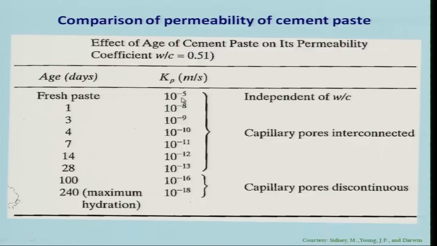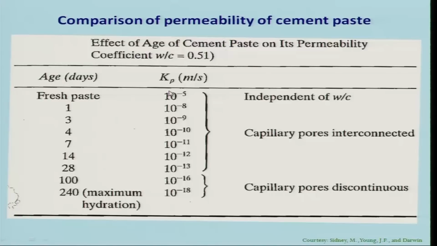At the fresh state, the permeability is of the order of 10^-5 meter per second, and at about 1 day this reduces to 10^-8, and likewise at about 3 days it has reduced to about 10^-9. So usually 10^-8 to about 10^-13 is indicated at 28 days; those are extremely low permeability levels, and usually at these levels water typically cannot enter the Portland cement based paste system.